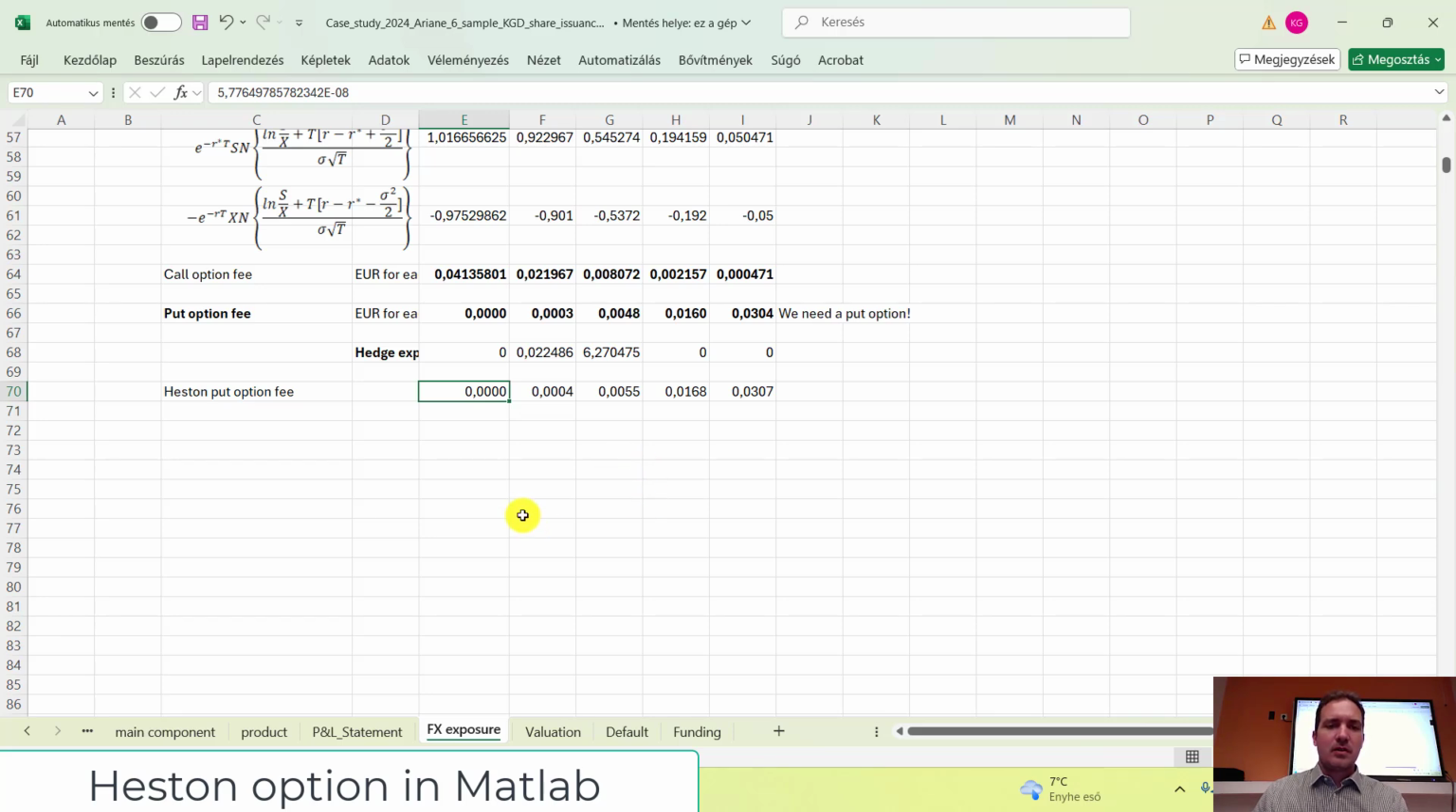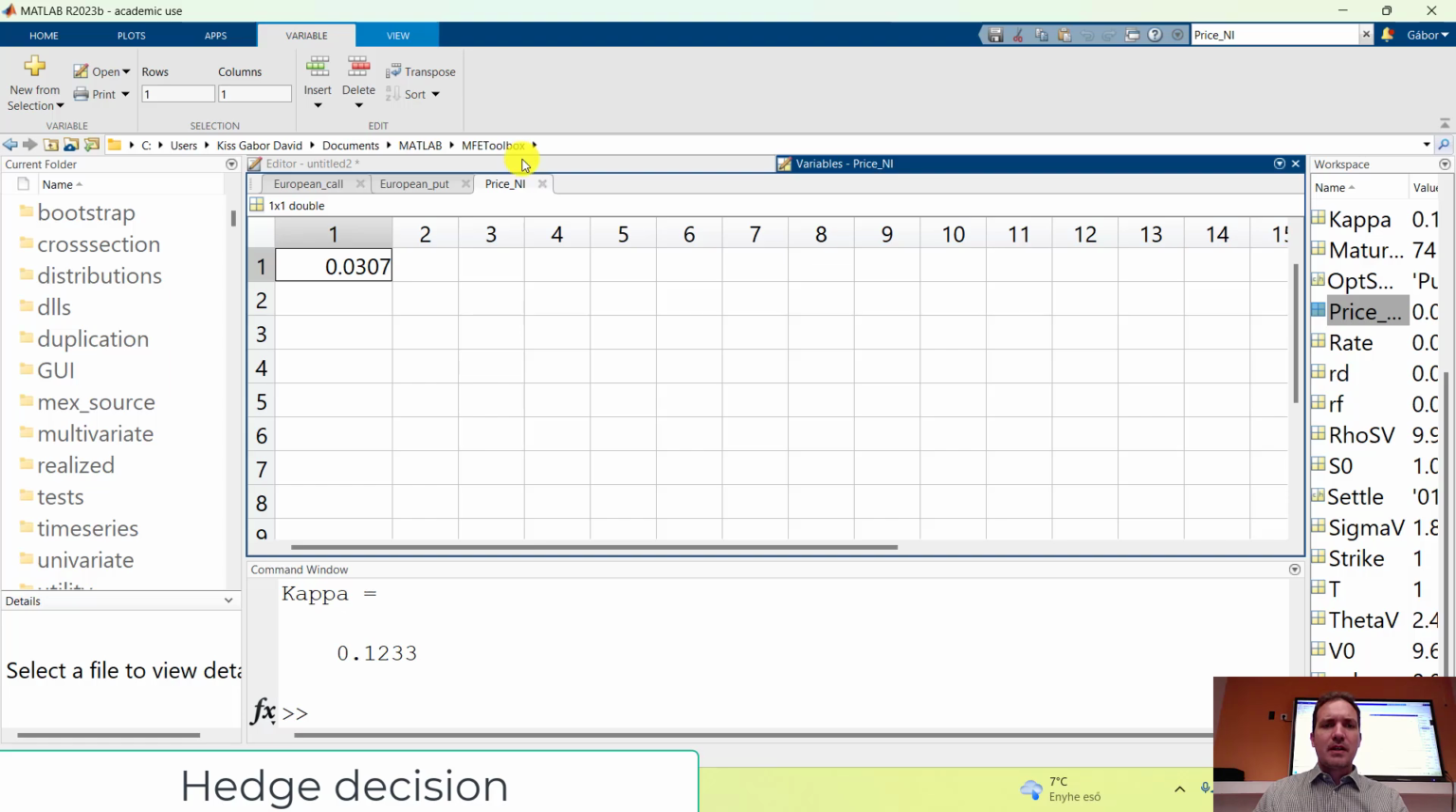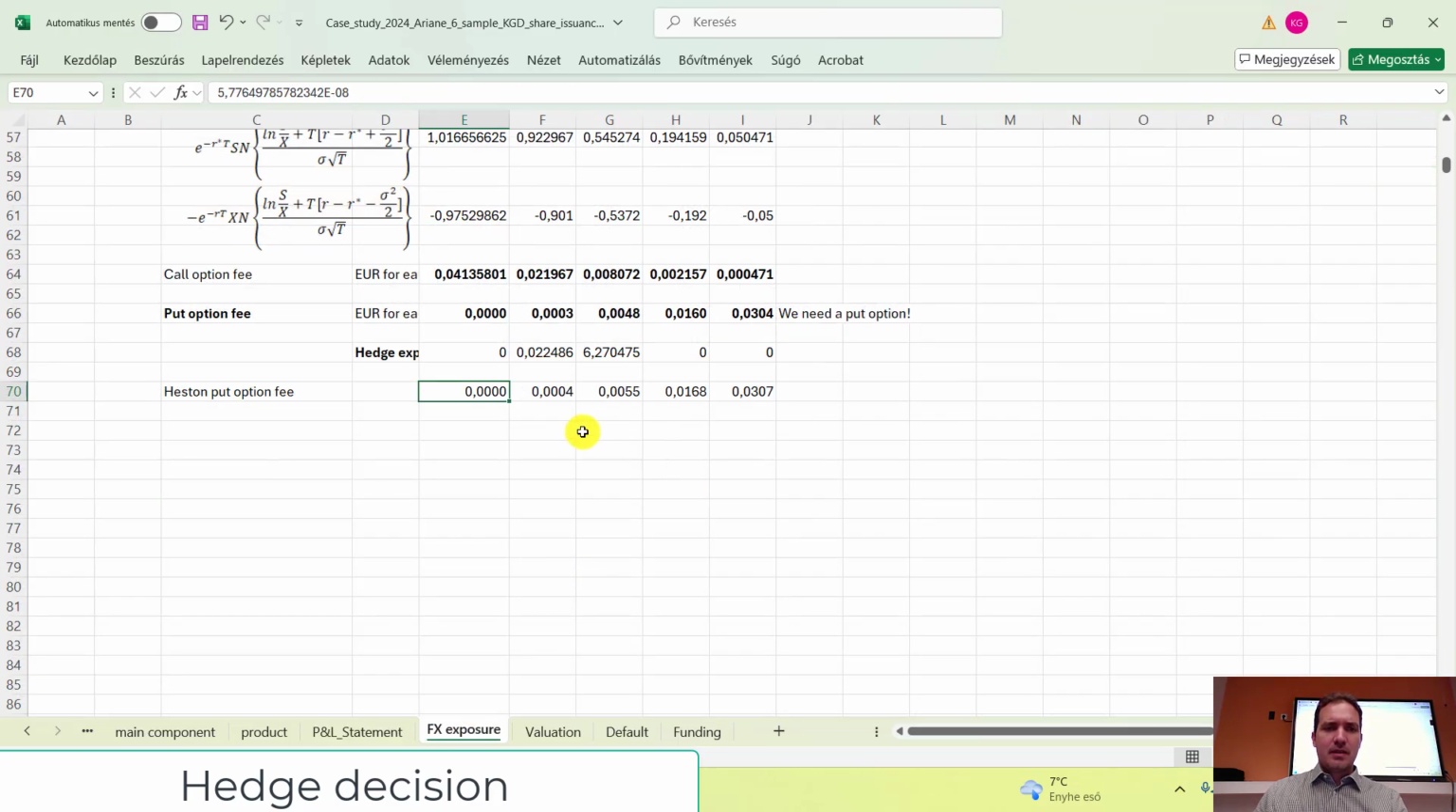And now we can do the same thing with them. It was 66. Now it should be 70. So 70 here, 70 there. Yay! So instead of 6 point something, now the hedge expenditure will be higher.